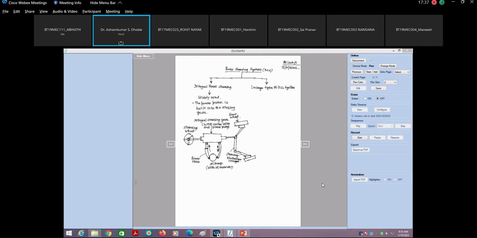So this is the integral power steering system. Now the second layout I will draw is the linkage power steering system. Sir, I will tell you regarding the hoses once we finish the discussion on this power steering. What are the hoses, what is the pipe, what is the tube? In the meantime you can think.